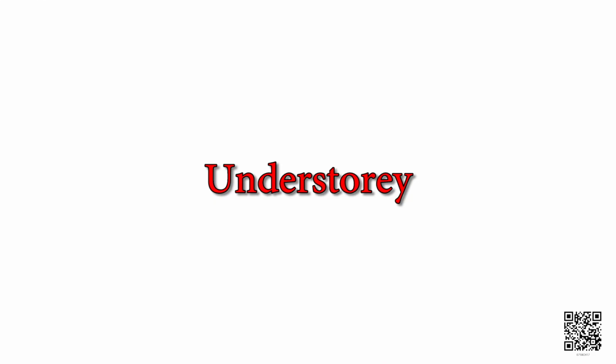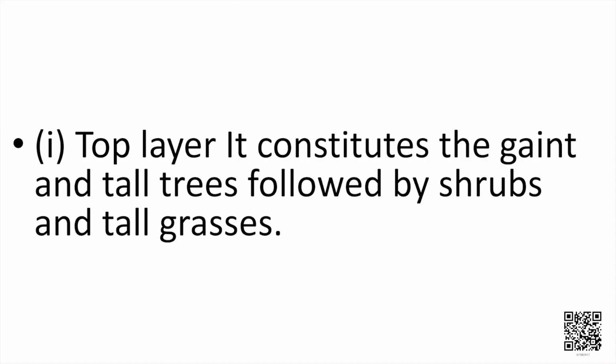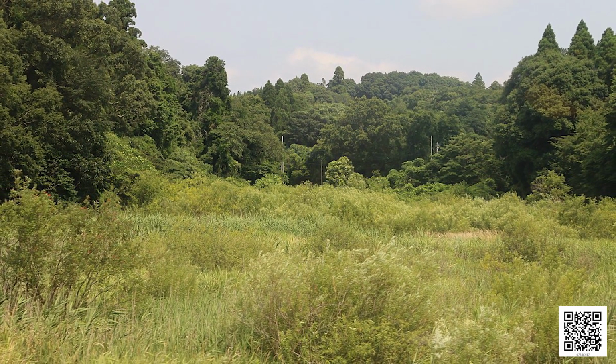Now let us talk about the second part of the forest, that is the understory. So students, the different horizontal layers formed due to different types of crowns in the forest is called understory. The constituents of understory can be described as follows. The first one, that is the top layer. It constitutes the giant and tall trees followed by shrubs and tall grasses.